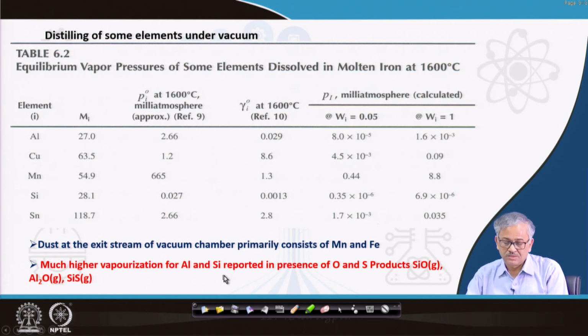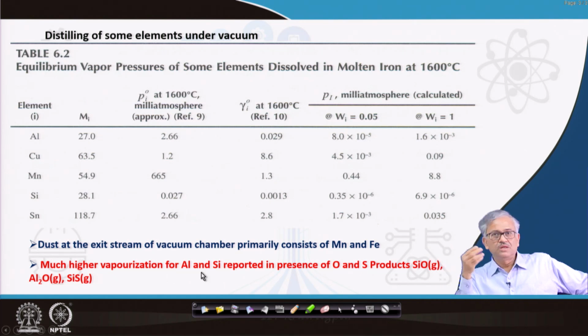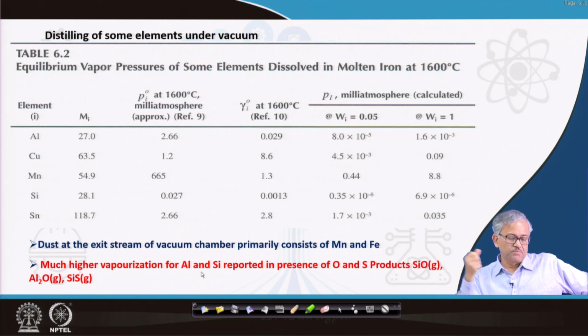Besides, aluminum and silicon are also reported to vaporize in presence of oxygen and sulfur, because in presence of oxygen, aluminum forms Al2O gas, so it can vaporize away. And then SiS gas, silicon sulfide. So in presence of oxygen and sulfur, aluminum and silicon can also vaporize from the system under vacuum, forming this type of gas, Al2O gas, SiS gas, SiO gas.